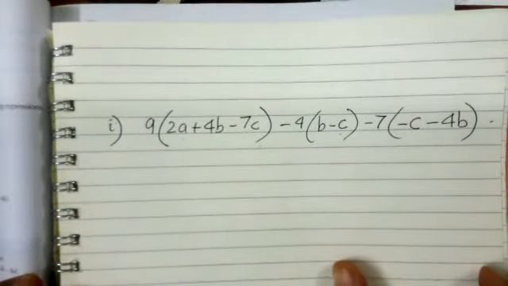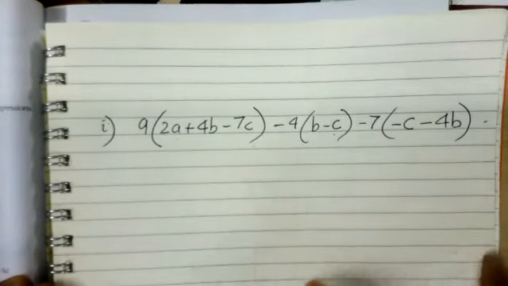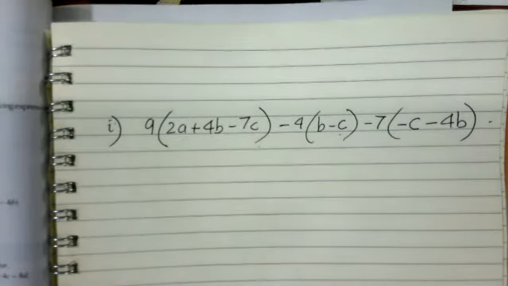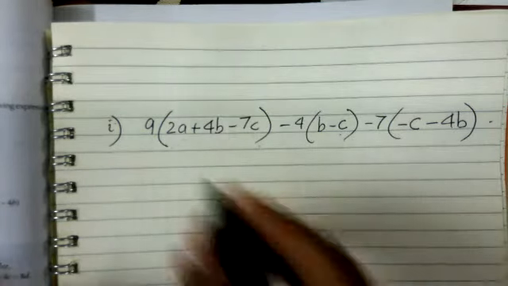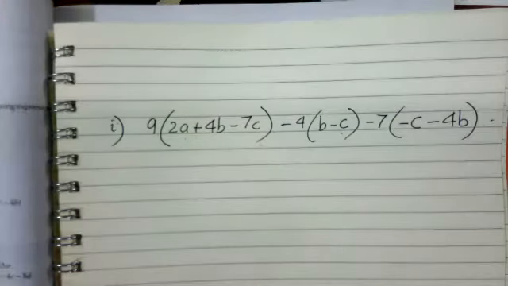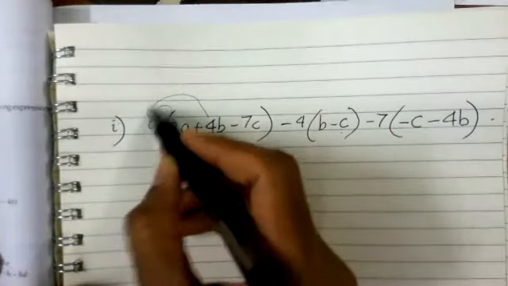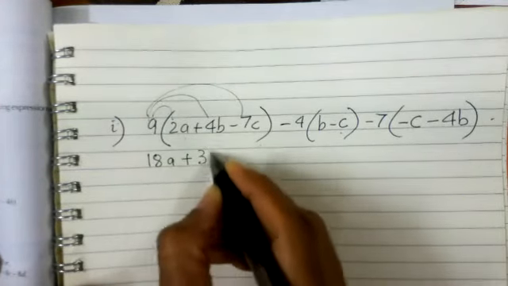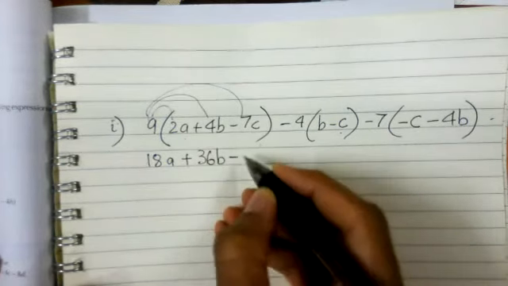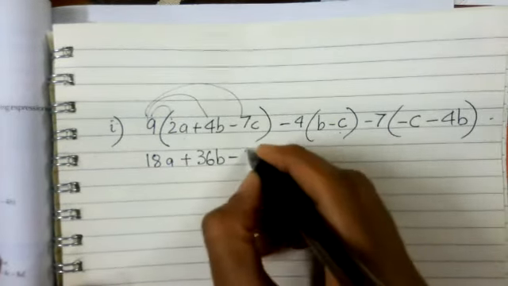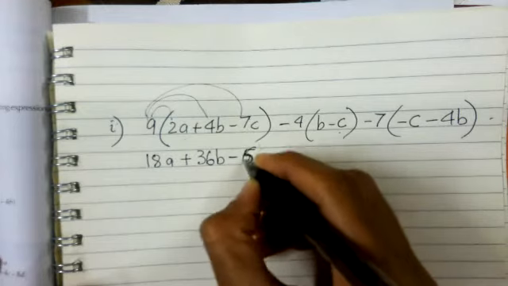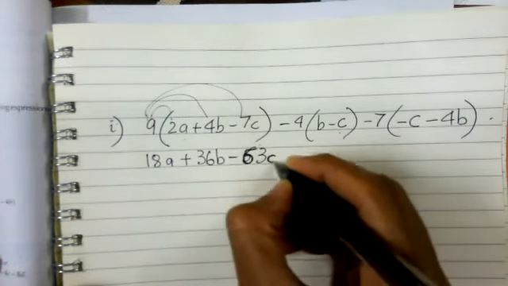Okay. Now we have to expand and simplify. So first of all, we have to open the brackets. 9 will get multiplied by each number which is inside, okay? 9 twos are 18a, 9 fours are 36b, 9 sevens are 56, right? No. 63. Yes, my tables are deteriorating.